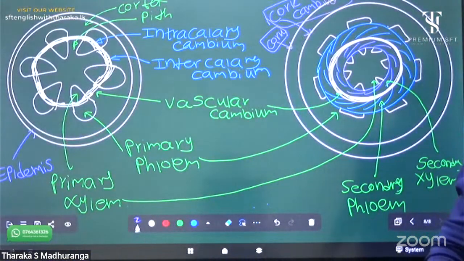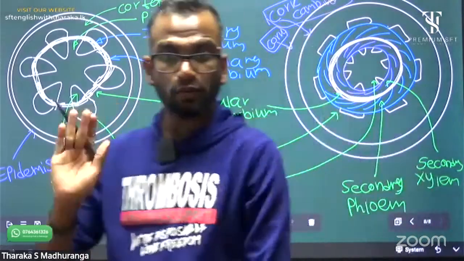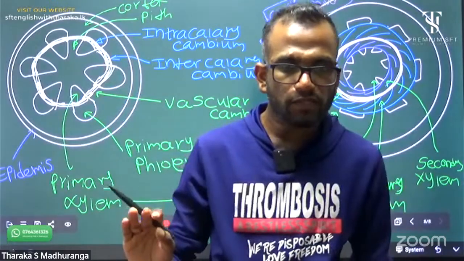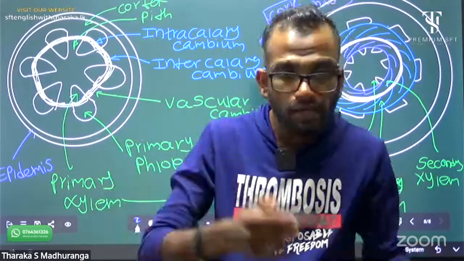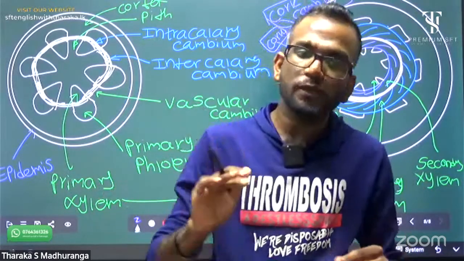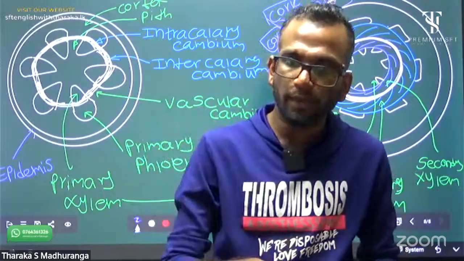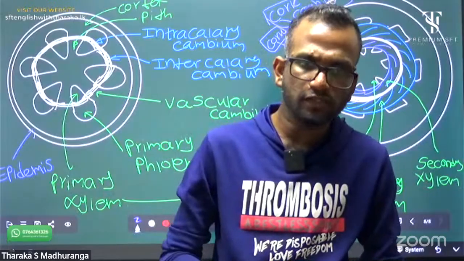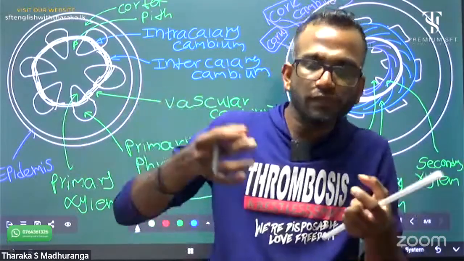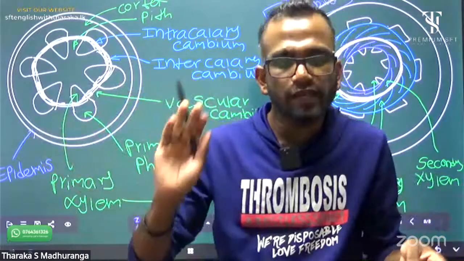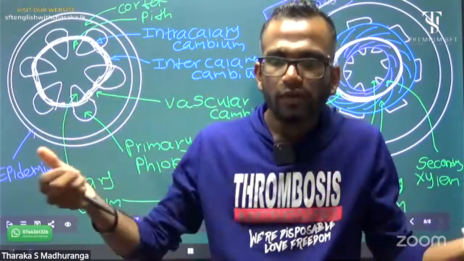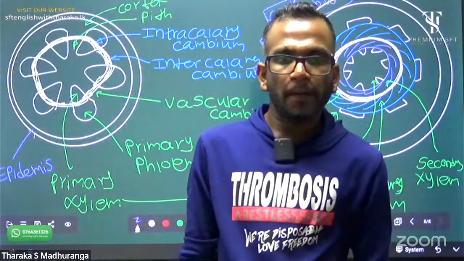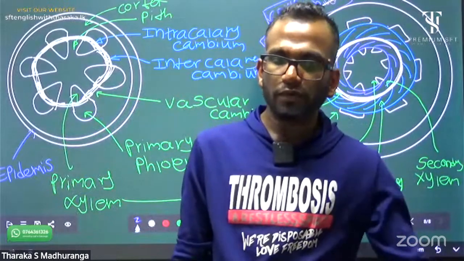After class, please go through it again. Don't take time, immediately go through it again and again draw these diagrams and try to explain it yourself. Then you can easily understand. This is the story I explained. Now when cork cambium and cork are developed, the secondary growth is completed. Now the plant is matured. Any doubt? If you have, you can ask now.